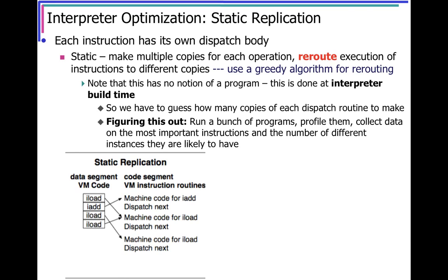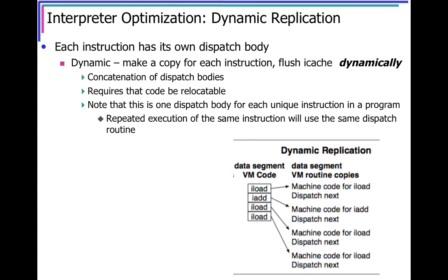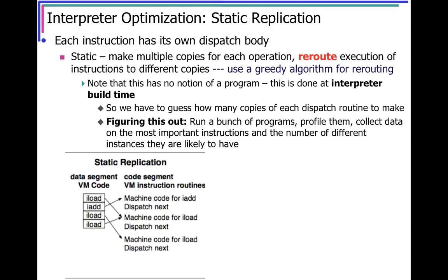We can also do static replication. Static replication is where when we're developing the interpreter, that is, when we build the interpreter, we're going to guess at how many copies we're going to need. Notice before with dynamic, we're going to make a copy at runtime, but this is more work at runtime. But we can ensure that we're making just enough copies for each instruction in the program. Again, we're making a single copy for every instruction in the program. With static, we don't know what programs are going to execute. Static means before execution. So we don't know what programs are going to look like. So we have to guess at how many handler copies we're going to need for each instruction, each opcode. So this is only a guess.